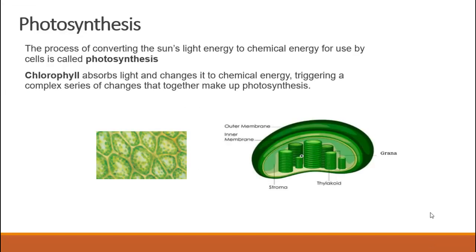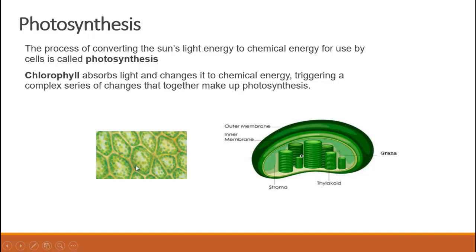Now let's talk about the photosynthesis process. The photosynthesis process is the process of converting the sun's light energy to chemical energy for use by cells. Plants and other photosynthetic organisms have at least one obvious characteristic in common. They all are green, and the green color is from the chlorophyll. The chlorophyll absorbs light and changes it into chemical energy, triggering a complex series of changes that together make up the photosynthesis process. So, the photosynthesis process is made by the chlorophyll in plants.